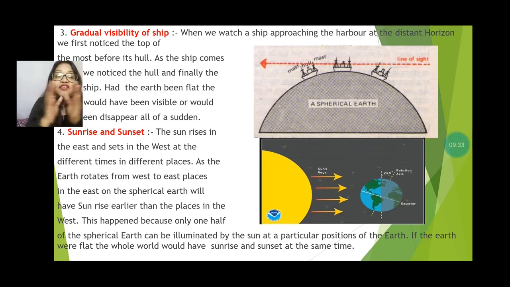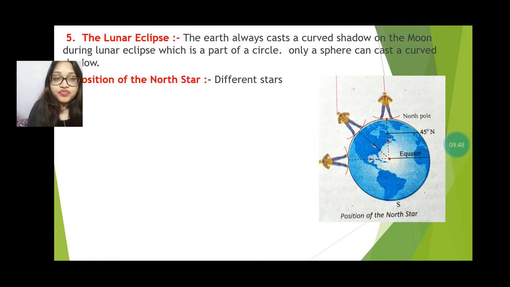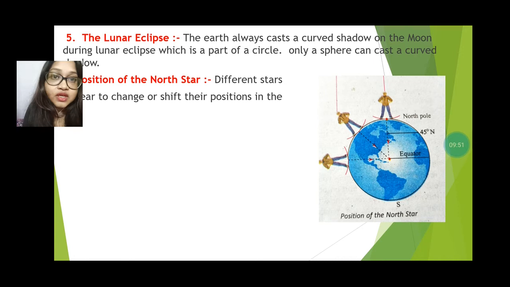Okay, so if the earth were flat in shape, then the whole world would have the same sunrise and sunset timing. So this is also one most important proof for the earth's shape. Next one, the lunar eclipse. You know, the earth always casts a curved shadow on the moon during a lunar eclipse, which is part of a circle. So only a sphere can cast a curved shadow.